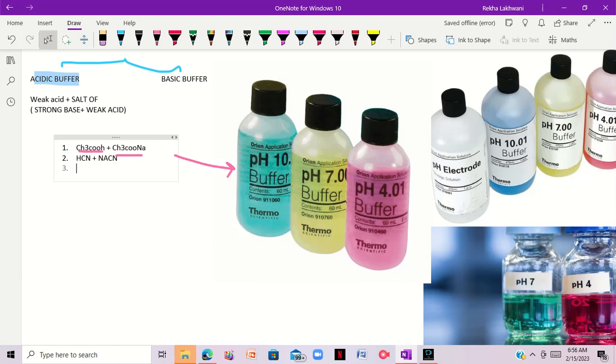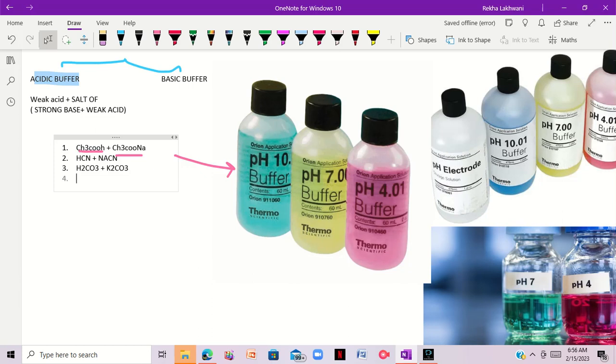Third, let's look into carbonic acid, H2CO3, a weak acid, plus a salt of a strong base. Let's make sodium carbonate, or you can make potassium carbonate. When these combine, they form an acidic buffer, because this is the condition.